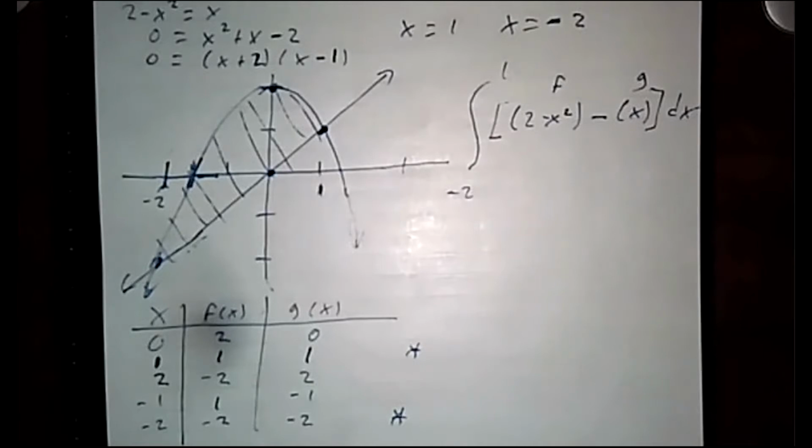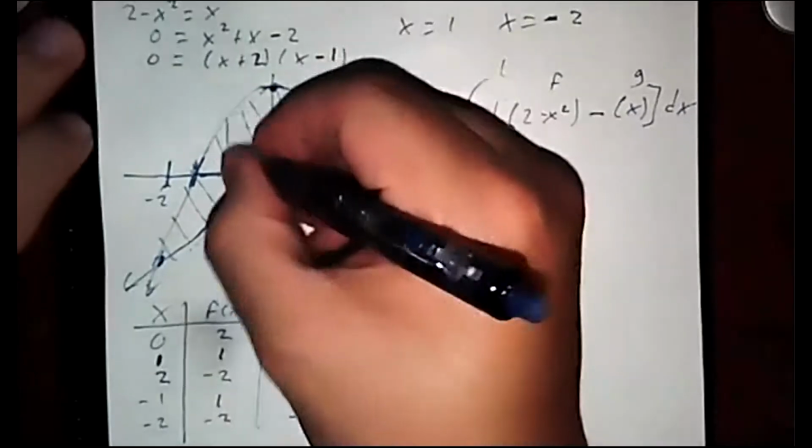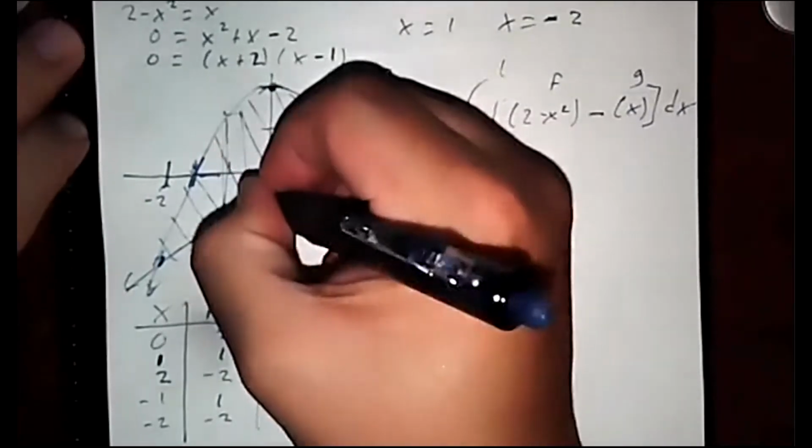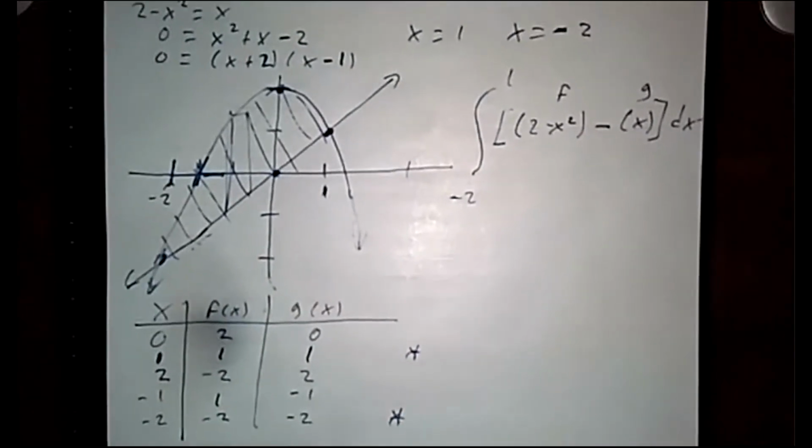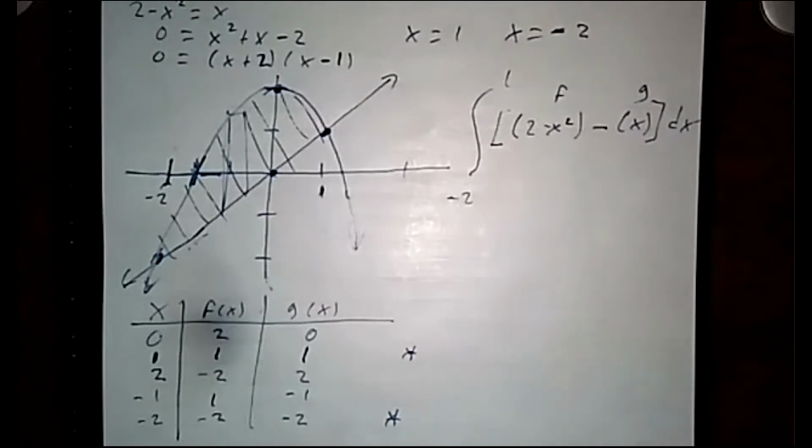If the line was on top, you would choose g first. But that's only if you're doing dx. If you start slicing horizontally, that means you're doing dy, you have to solve for y for all the functions, and it would be right minus left, which we'll do soon.